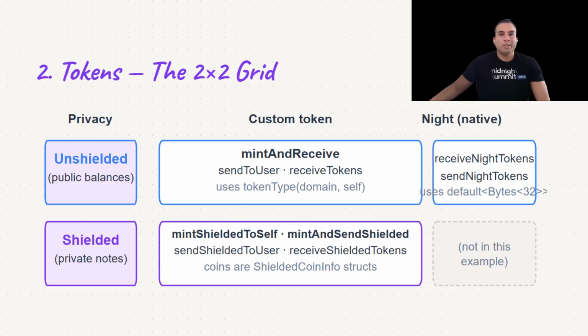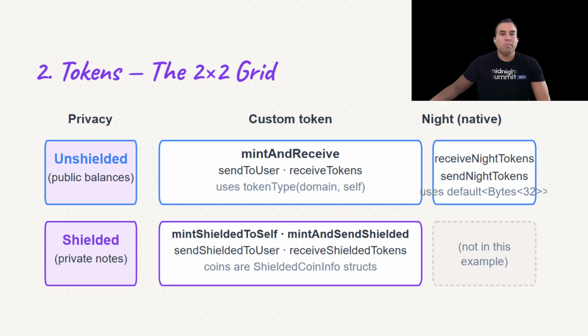Here's the grid, visualized. Privacy mode on the vertical axis, token kind on the horizontal. Top left box, unshielded custom tokens, has 3 circuits, mint and receive, send to user, receive tokens. These are for when you're creating your own token and everyone's balance is public. Top right box, unshielded Night, has 2 circuits, for receiving and sending Night. Think of Night as Ethereum or Sol, the native currency of the network.